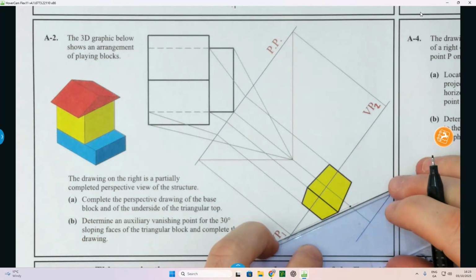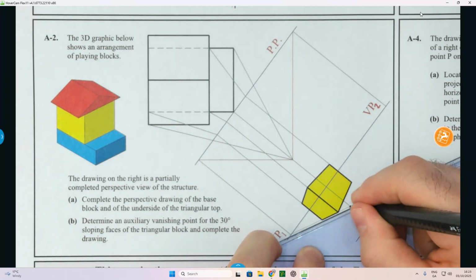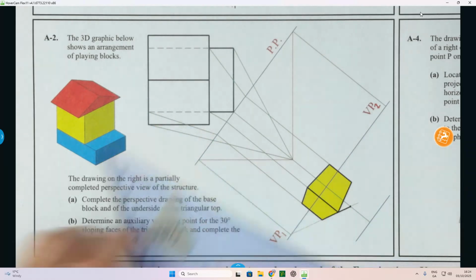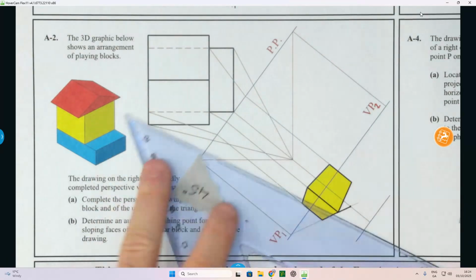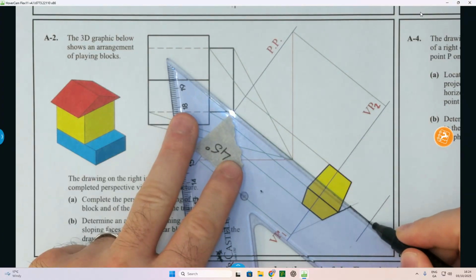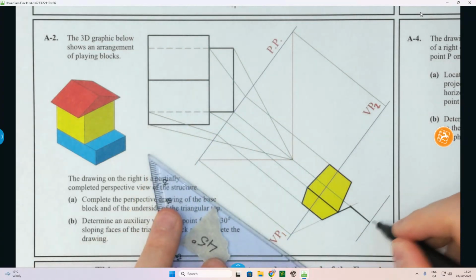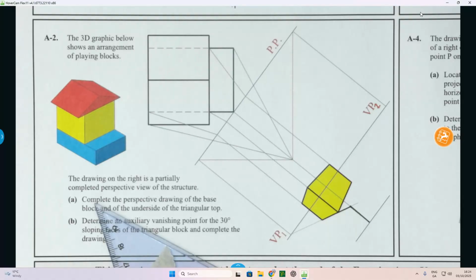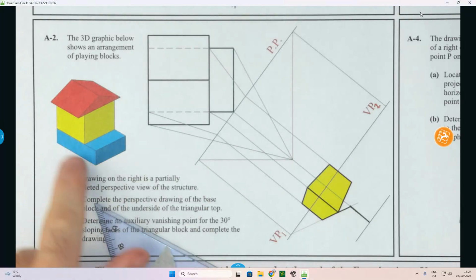Okay. So now that I've got that point, I can heavy that in, and I'm going to heavy in the edge running down here, which will go all the way down to the ground line, which is this line right here. That's my ground line. Now I've got that, I want to complete the side face here.